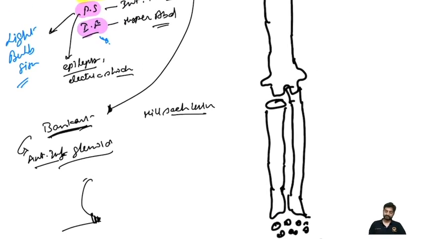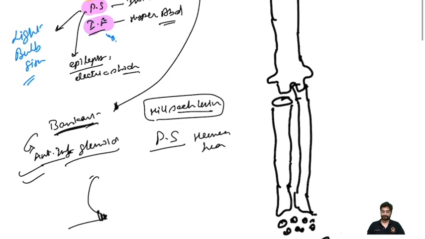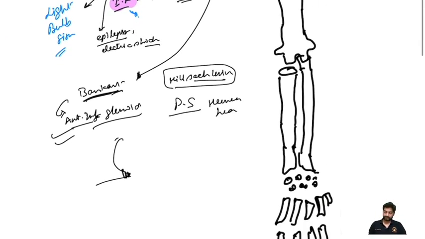So Bankart lesion is the anterior inferior defect of the glenoid, whereas the Hill-Sachs lesion is the posterior superior defect of your humeral head. As the dislocation happens, suppose this is the glenoid, this is the humeral head, and it dislocates in this manner. Your anterior inferior rim has a defect, and similarly the posterior superior part of the humeral head has a defect. Depending upon the size of the defect, the treatment protocol is set.